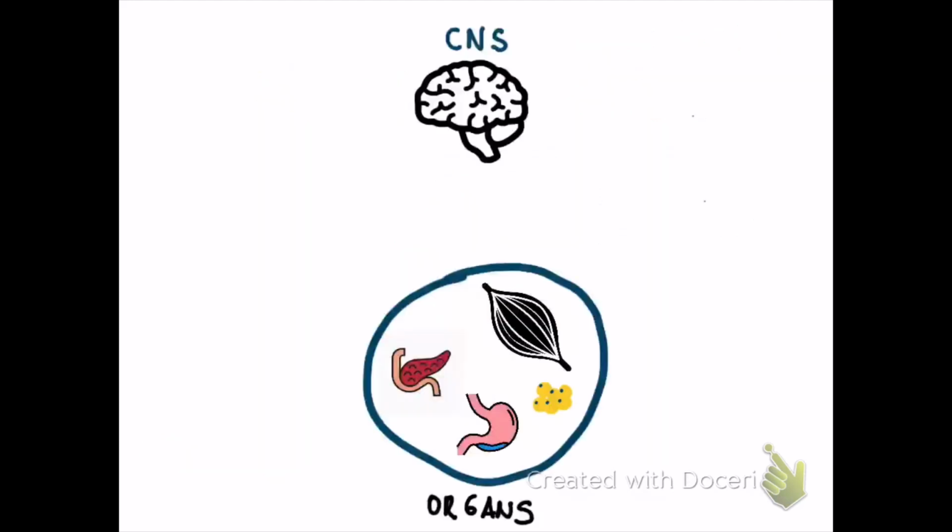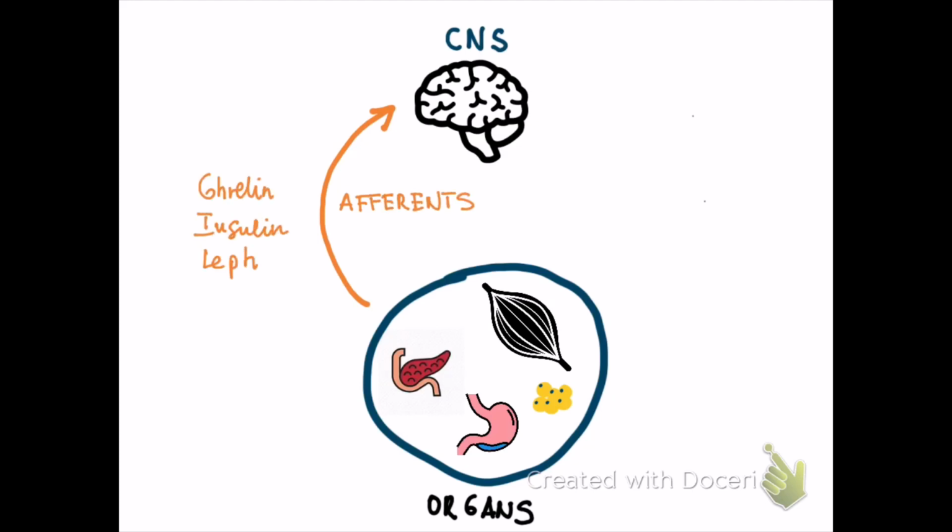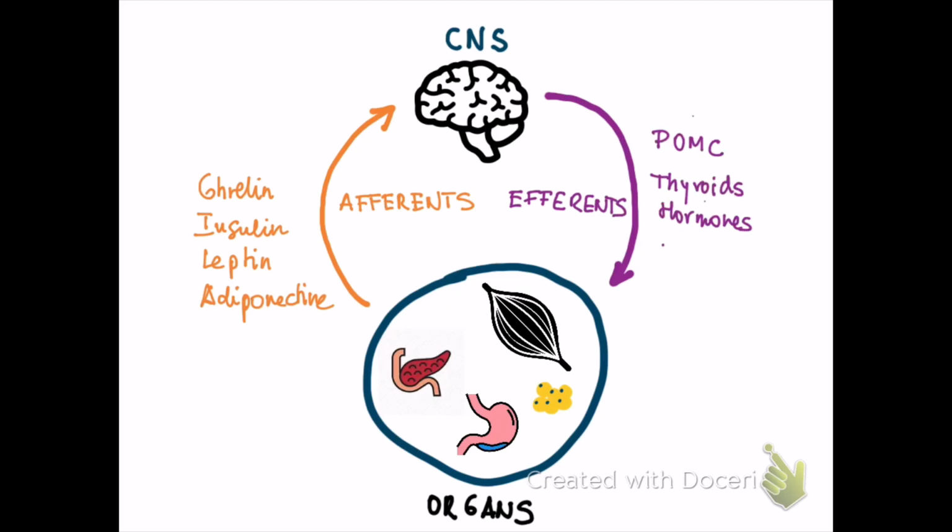Body weight regulation is due to the action of the central nervous system and the different organs. The organs send afferent information to the central nervous system through hormones such as ghrelin, insulin, leptin, or adiponectin. With this information, the central nervous system produces an efferent signal through hormones such as pro-opiomelanocortin and thyroid hormones, which act on the different organs.